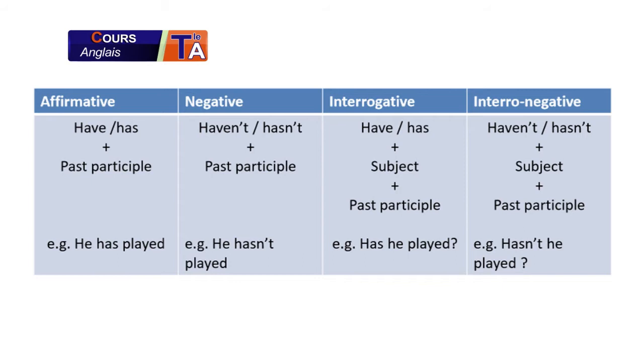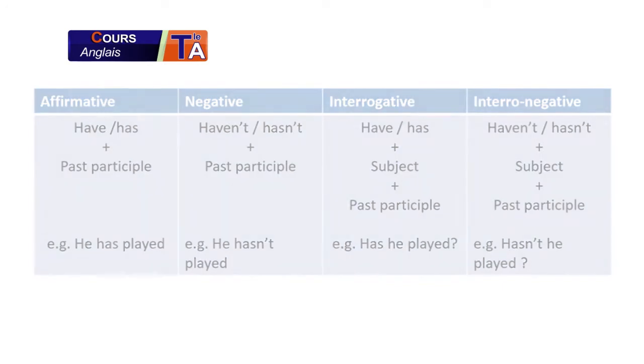For questions, you're going to write have or has plus subject plus past participle. Example, has he played? And for interrogative forms, haven't or hasn't plus subject plus past participle. Example, hasn't he played? Now, when is the present perfect used?